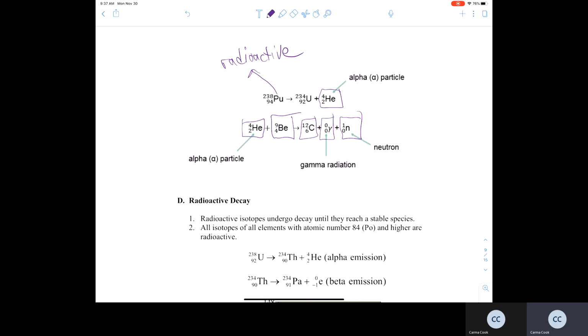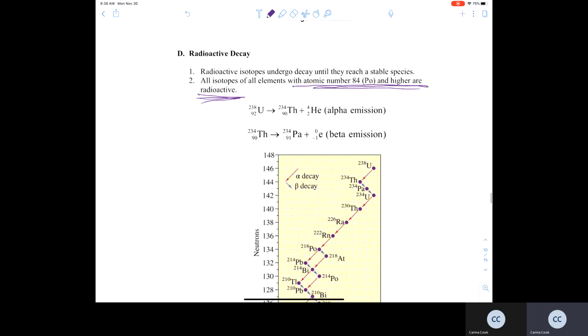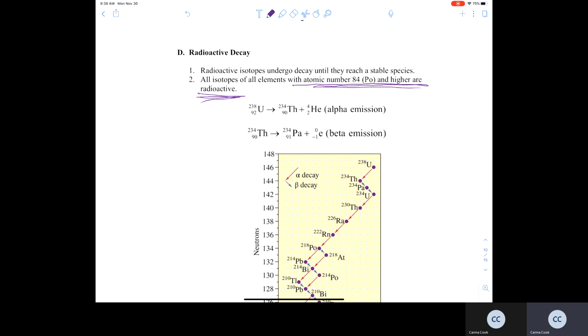And so plutonium-238, I stated, was radioactive. All elements with an atomic number of 84 or higher are radioactive. That means they will naturally undergo nuclear fission. Those elements that are smaller, with atomic numbers less than 84, will not undergo nuclear fission. So radioactive isotopes are those with atomic number 84 or higher. They undergo decay until they reach a stable species, meaning one that is not radioactive.